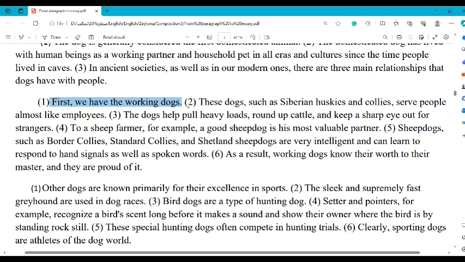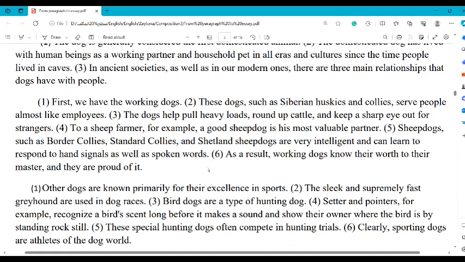After that, we have a major supporting sentence. And after the major supporting sentence, maybe we have a minor one, because we are supporting the previous one. We are talking about the working dogs. For example, they help pull. You know the word pull? It's the opposite of push. Pull heavy loads, round up cattle, and keep a sharp eye for strangers.